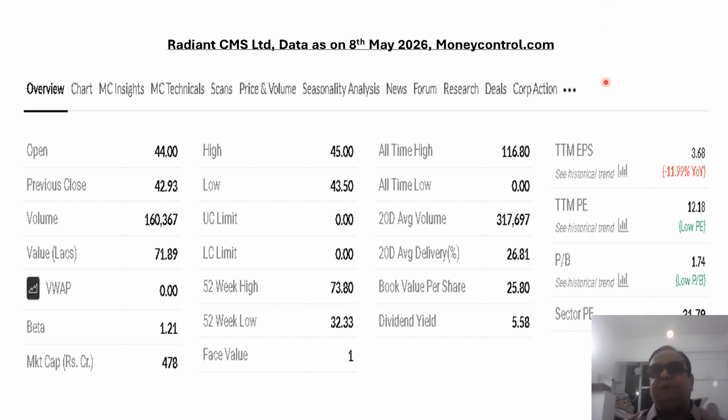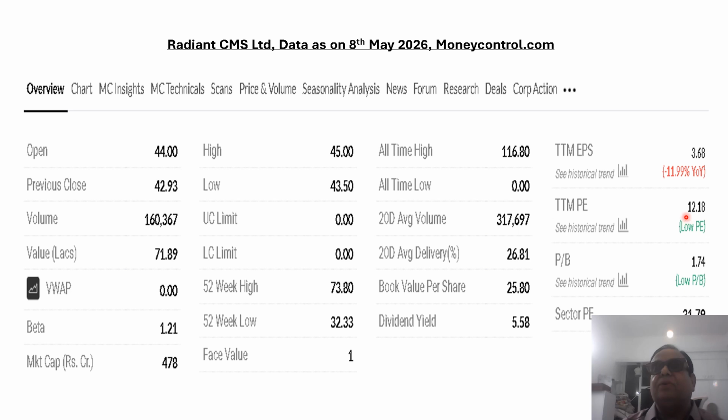For example, EPS, you understand, is the profit per share, profit after tax per share. TTM means trailing 12 months. TTM P/E means price earning. Price earning means price is the numerator and earning, profit, is the denominator. So supposing the company's TTM P/E is 12.18. It is showing low. Don't go by that. Just apply your common sense. I'll guide you. Don't worry.